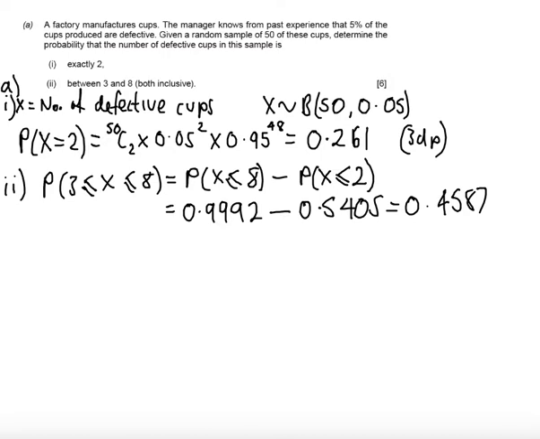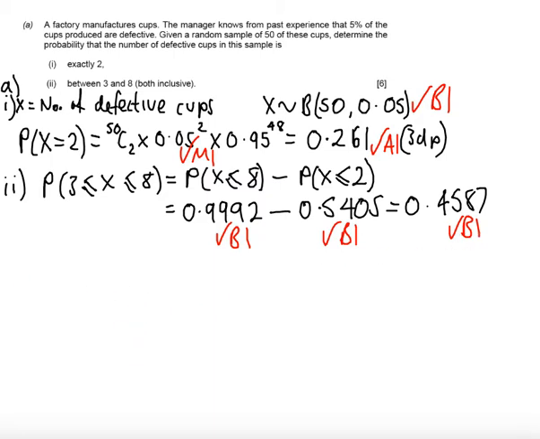Okay then, so let's just quickly mark this before we have a look at part B. So first of all, standalone marks given if you've identified that x is the number of defective cups and it's distributed binomially, as I have done. There is then in the second part a method mark for correct use of the binomial formula and an answer mark for getting 0.261. And then in part 2 there's a standalone mark for the reading for x less than or equal to 8, standalone mark for a reading of x less than or equal to 2, and a standalone mark for the answer 0.4587.